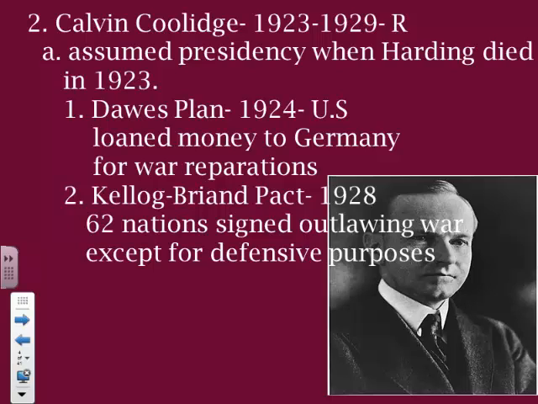to the Allies. Also, there had been an attempt through the 1920s at disarmament, and the Kellogg-Briand Pact was kind of the final step in that process. 62 nations signed this agreement outlawing war except for defensive purposes. It sounded good, but not all that realistic, and it really would have little, if any, impact in preventing World War II from breaking out.